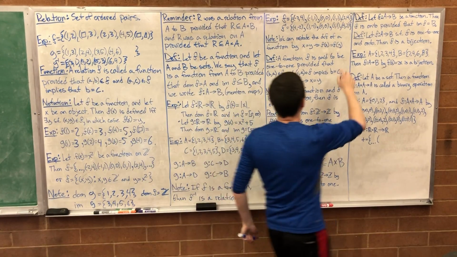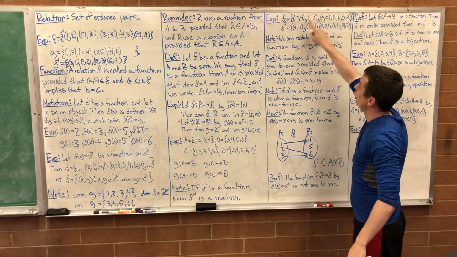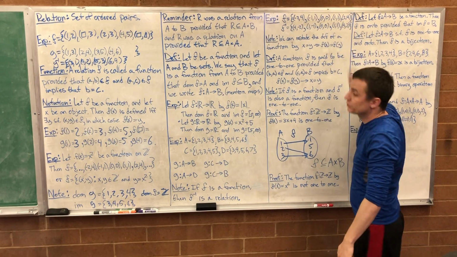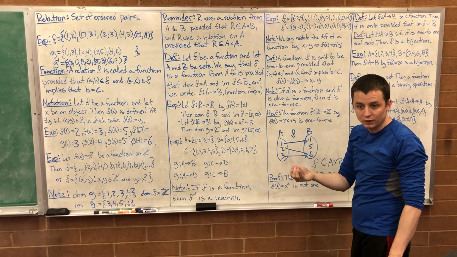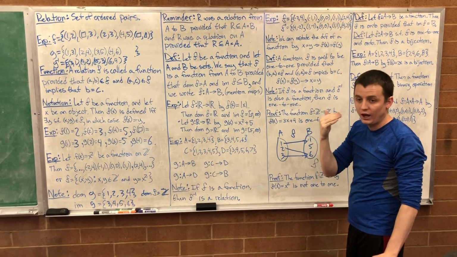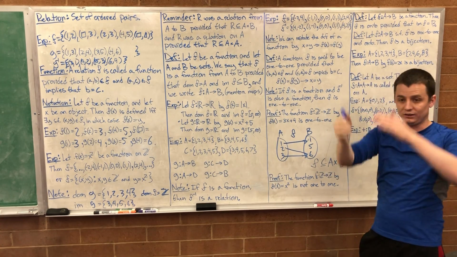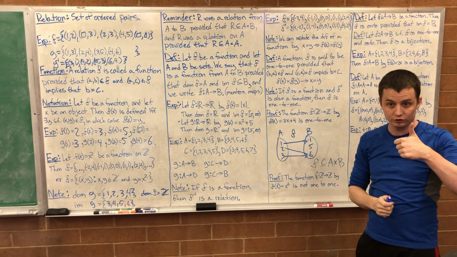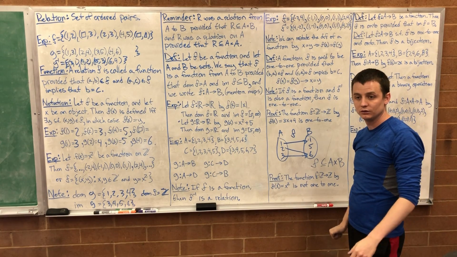However, look at F here. Is this 1 to 1? No, because 4 comes from -2 and 4 comes from 2. So it's not 1 to 1. Another way to check if a function is 1 to 1 is to take its inverse. If its inverse is still a function, then it's a 1 to 1 function.